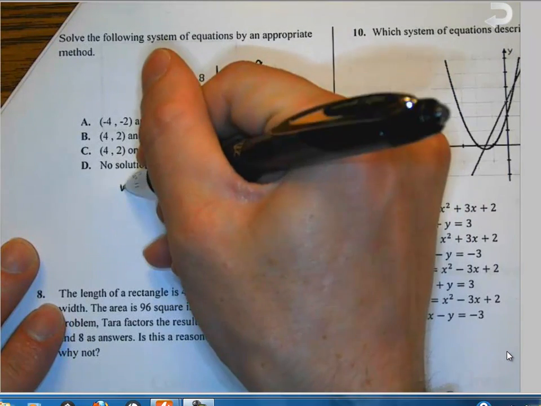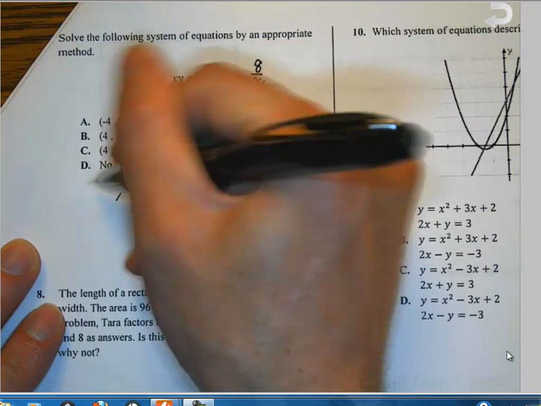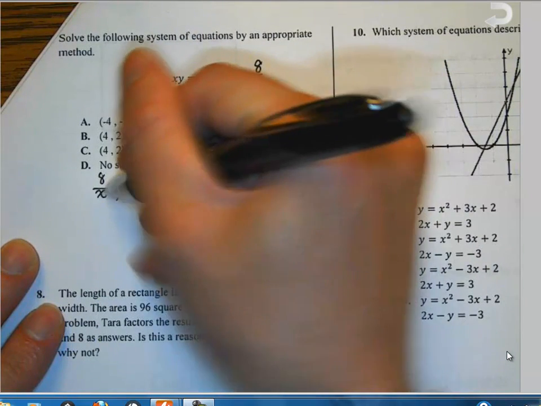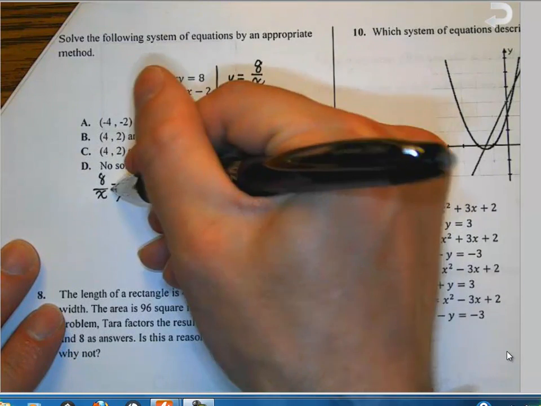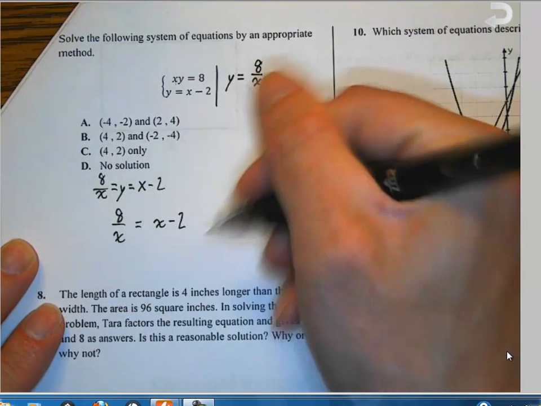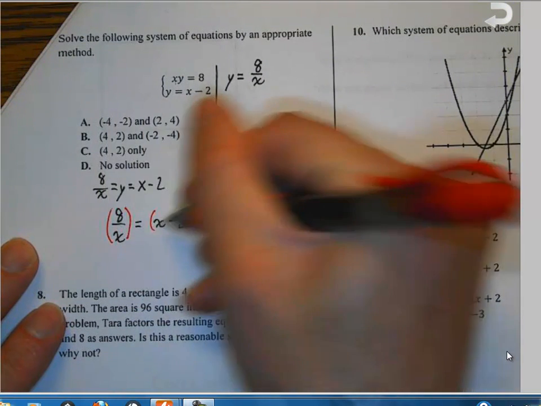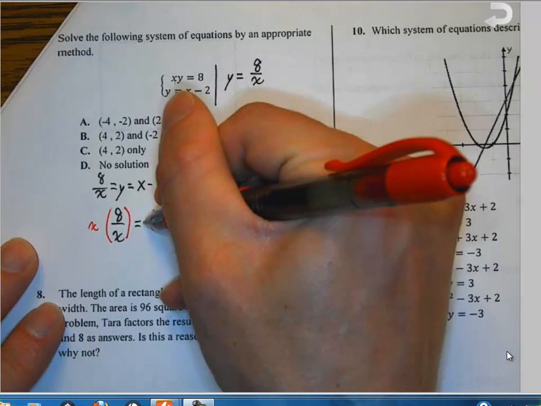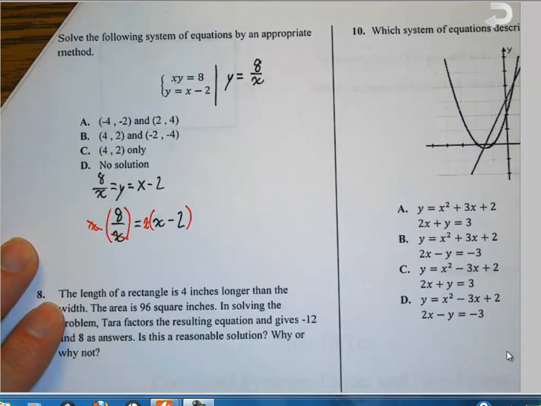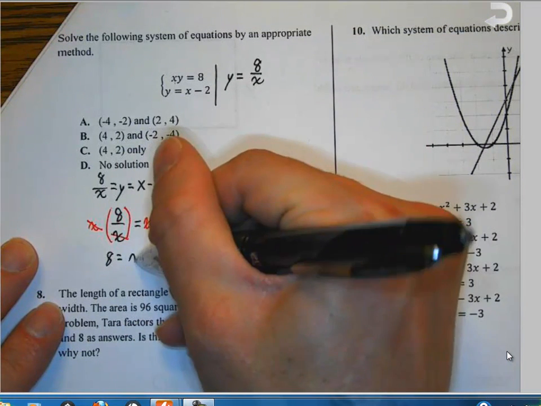So you have y is equal to x minus 2, y is equal to 8 over x. By virtue of the transitive property of real numbers, you just say 8 over x is equal to x minus 2. At this point, we need to clear the denominators by multiplying by the one denominator that we've got. So we'll multiply both the left and the right-hand side by x. So now we've got 8 is equal to x times x minus 2, or x squared minus 2x.